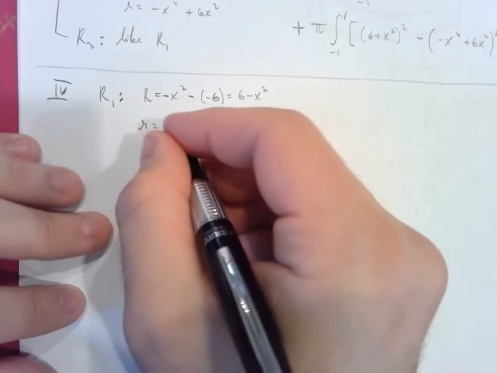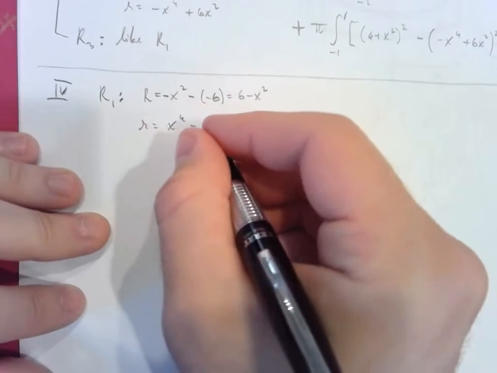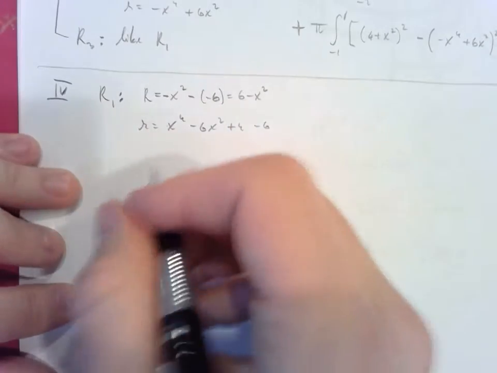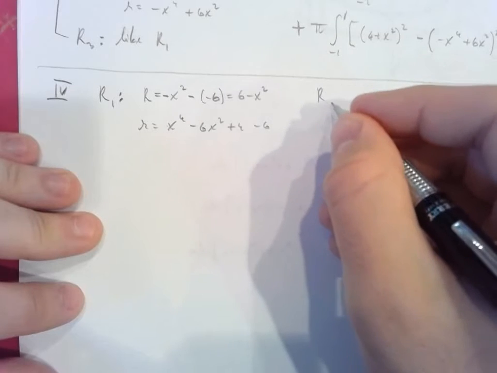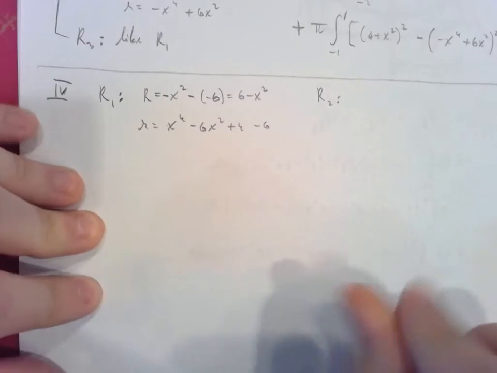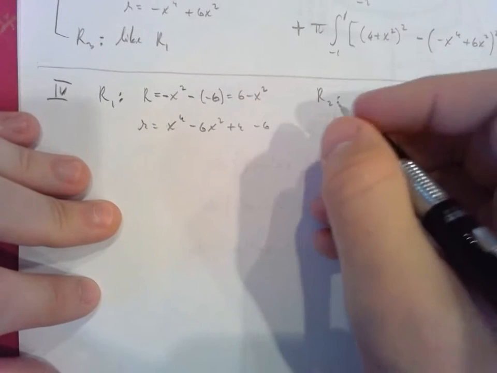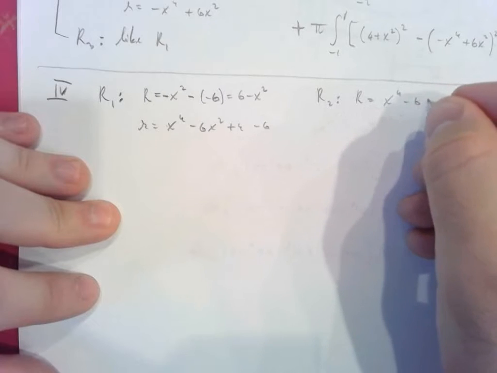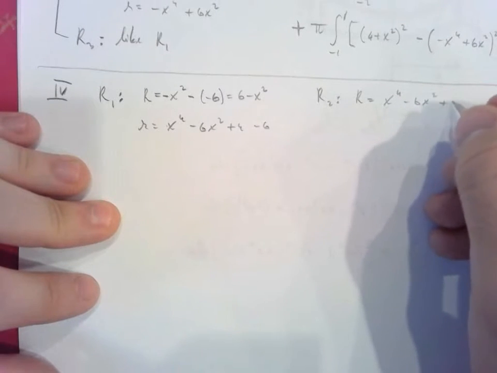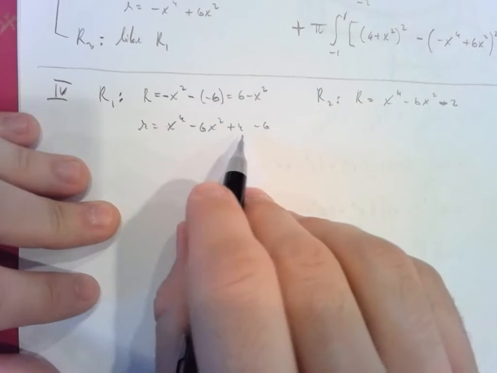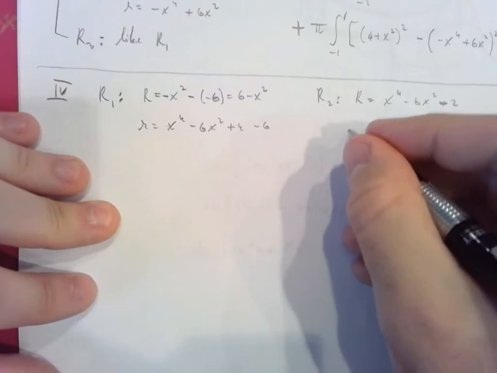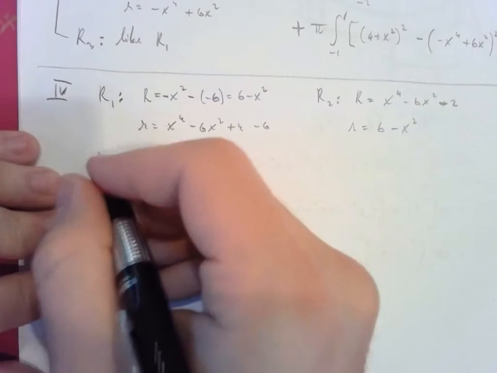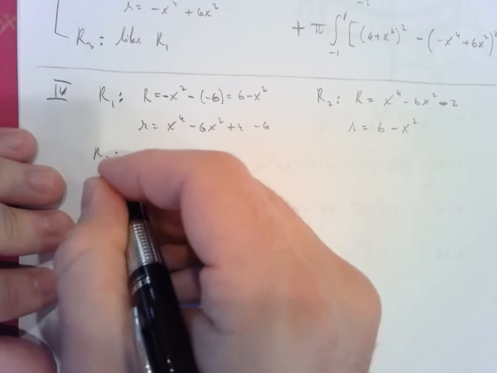And the little radius is x to the 4th minus 6x squared plus 4 minus 6. Similarly for region 2, this time it's the 4th degree polynomial that's on top. So the outer radius is going to be given by x to the 4th minus 6x squared plus minus 2, so I'll just do the computation here, combining the constants. And the little radius is going to be equal to 6 minus x squared. And region 3 is the same as region 1.